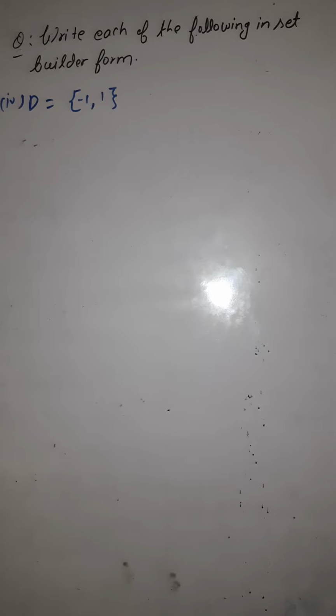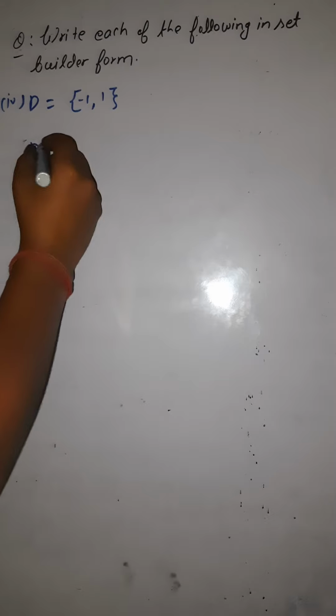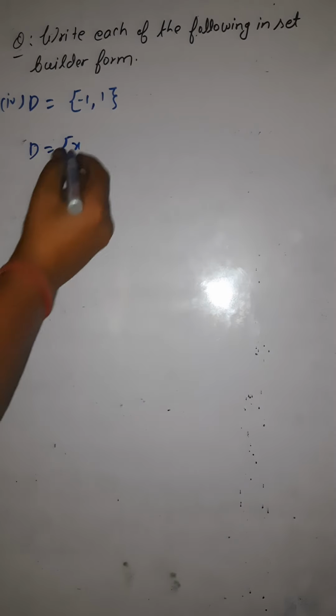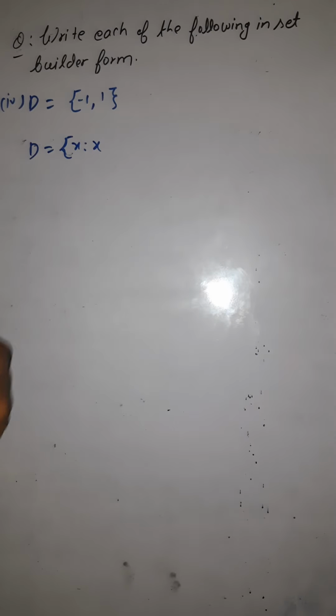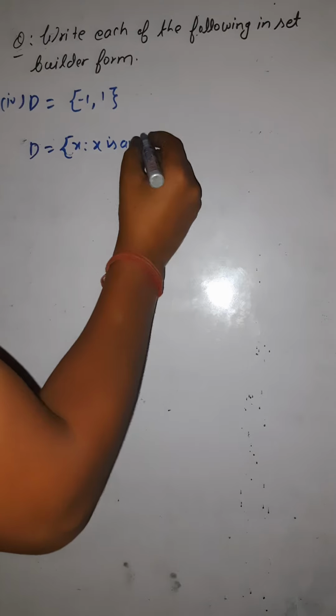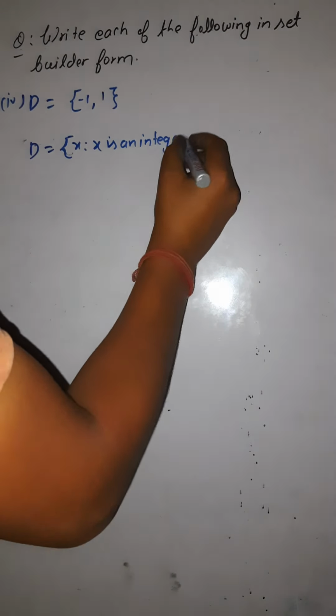Now this is the next question. You have the set D and there are only two elements there, -1 and +1. How do you write this in set builder form? Now if you see, both are integers here. So I can write D contains the elements x such that x is an integer. Integers are positive and negative.